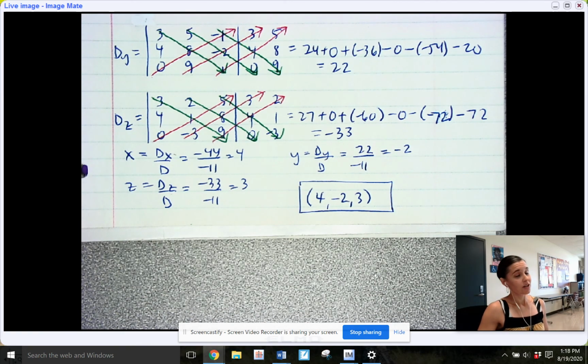All right, so that is how you solve a 3 by 3 system with Cramer's rule. Get to work and let us know if you have any questions.